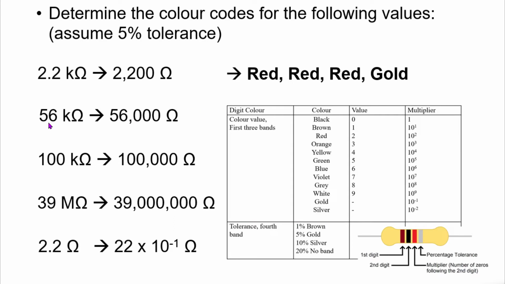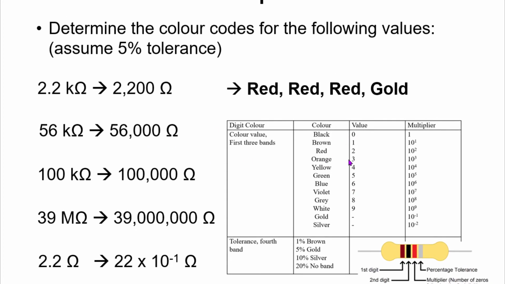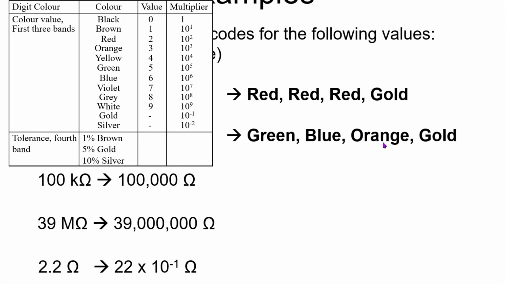The next one over here is going to be 56K. So I'm going to do 5, 6. Okay, I go down to 5. That's green and blue. So it's going to be green, blue. Then I've got to add 3 zeros, so that's going to be orange. Green, blue, orange. Again, gold.